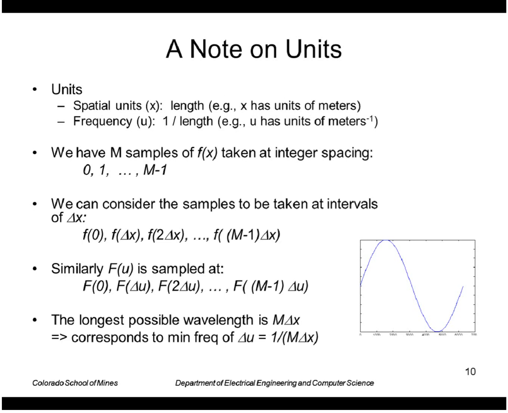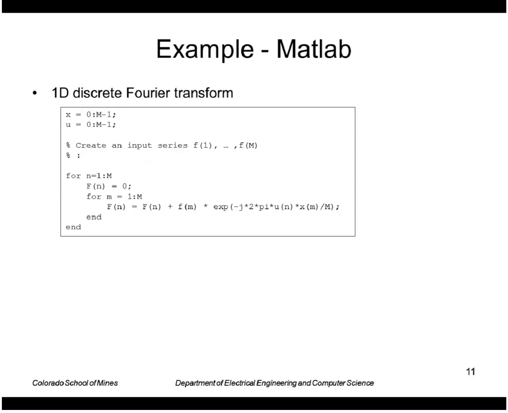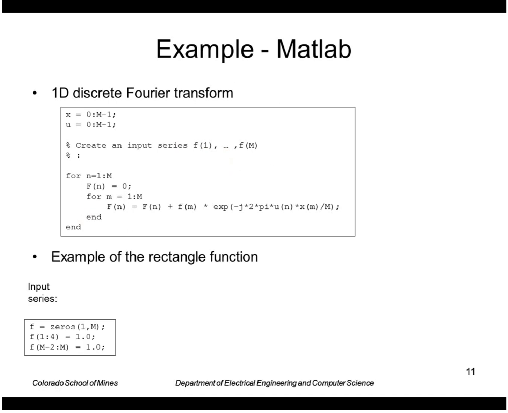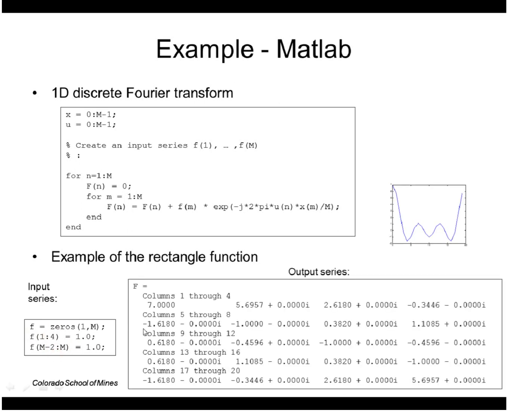Here's an example in Matlab of performing the 1D discrete Fourier transform, just directly using the definition on the previous page, applying that to some input series that we create, f of 1 through f of M. So if you plug in, let's say, the rectangle function like this, note that I centered it around 0, so it actually straddles 0. Then the output transform is this series of complex numbers.